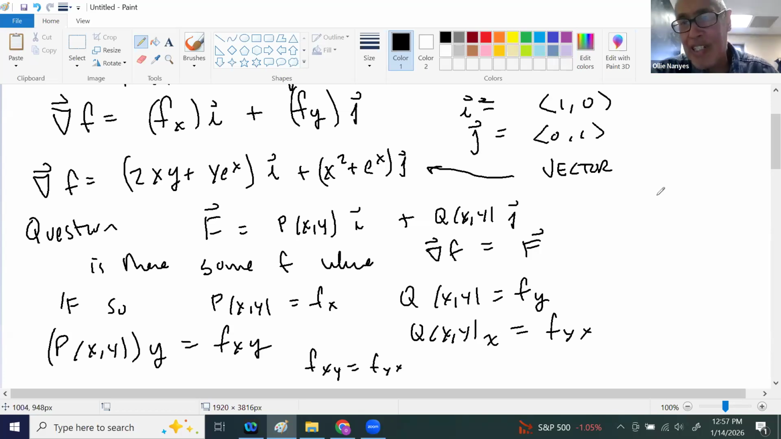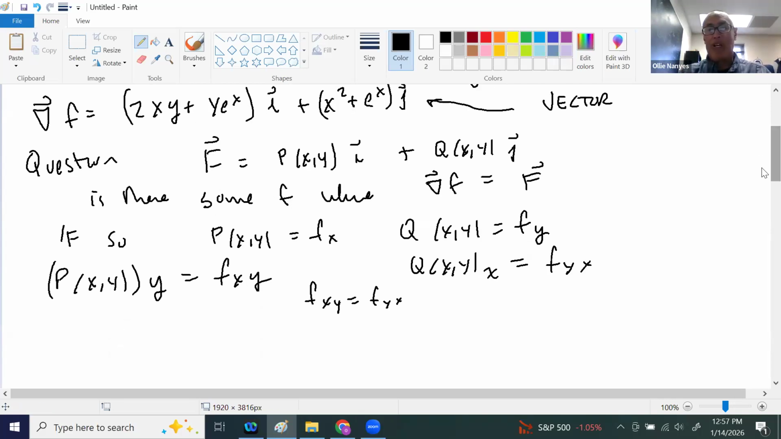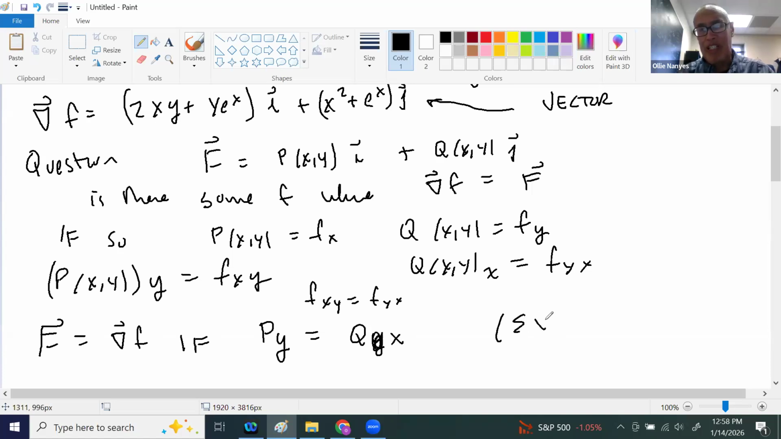So our condition is that, and it turns out that's an if and only if. I'm not going to get into the reasons why, but this is true if the partial of P with respect to y is equal to the partial of Q with respect to x. This is sometimes called exactness, and we'll be using that later in our particular course.